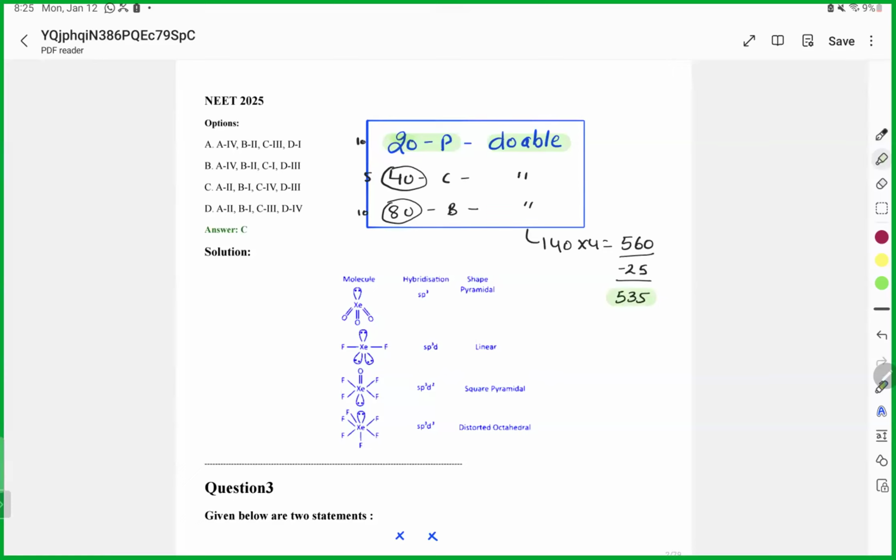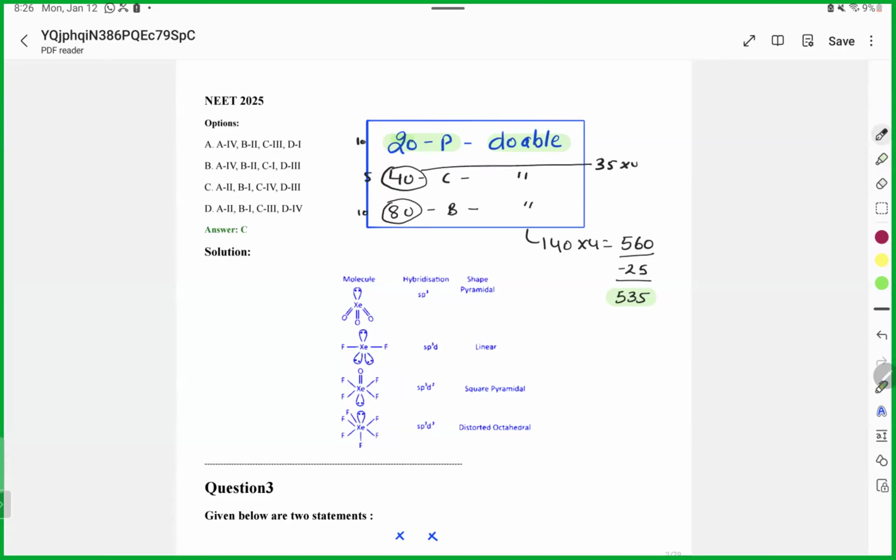Make sense? Yes, sir. Am I exaggerating this? No, sir. So people who are blaming the system, saying the paper was very difficult, if a person is not getting this, let's make it slightly less. For example, let's take it 35.